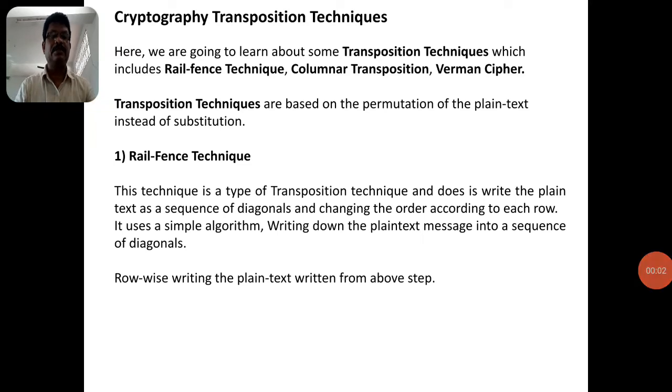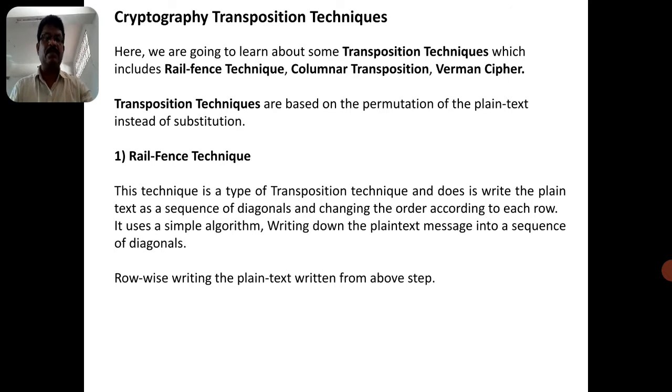Hi students, today I am going to discuss the cryptography transposition techniques. In the previous class I explained the concept of the substitution techniques. Both the substitution techniques and the transposition techniques come under the classical techniques.